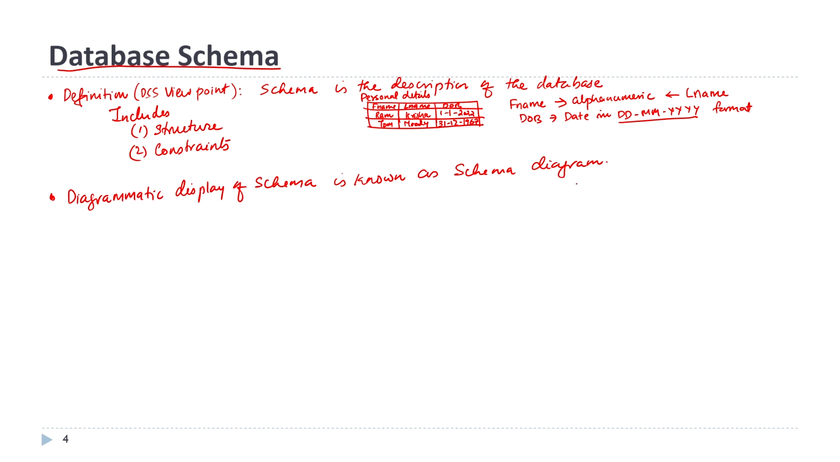You can also do the same thing in a fashion like this: F name, L name, DOB, MM DD YY, something like this, and you call it personal details. This diagrammatic representation of the structure and the constraints of the database is also known as the schema diagram.